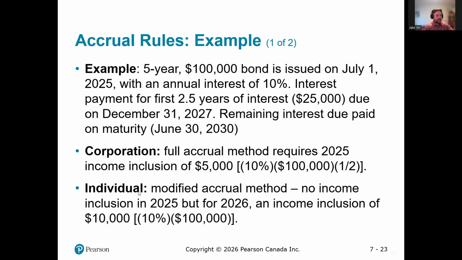The individual will use the modified accrual method. So if we assume the corporation is running on a calendar year, so December 31st is the year end for both of us. The loan was given July 1st. From July 1st to December 31st is 6 months. 10% of $100,000 is $10,000, so a year's worth of interest is $10,000. The corporation will accrue the first 6 months in that year.